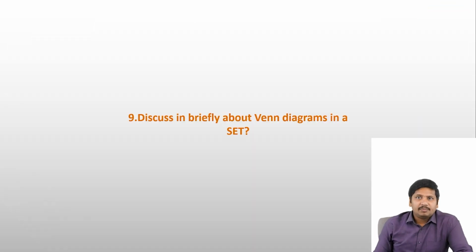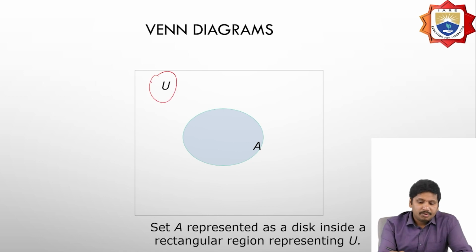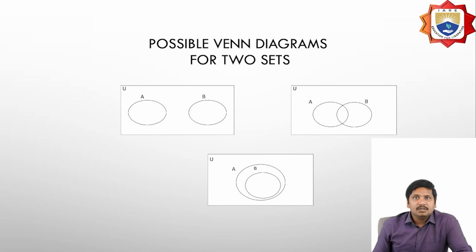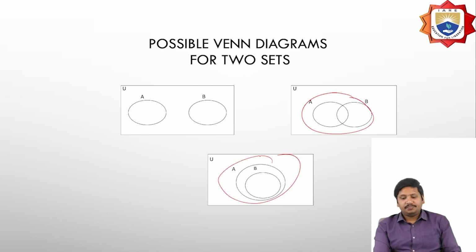And next, let's explain briefly about Venn diagrams of sets. This is the universal set, which we present as U, and the set is represented as a disk inside the regular polygon region. Some of the possible Venn diagrams of two sets are union and subset. Union means the elements which are present in set A and set B. And intersection means the elements which are common in set A and set B.